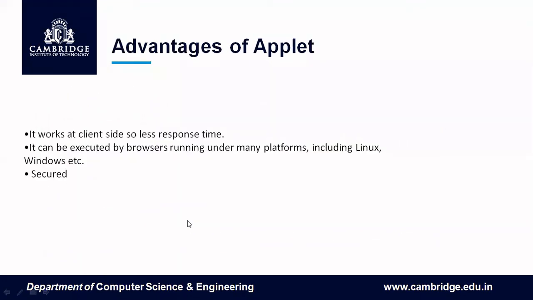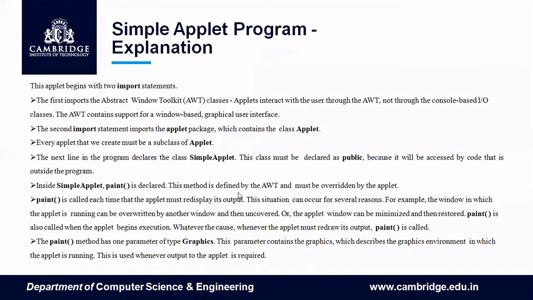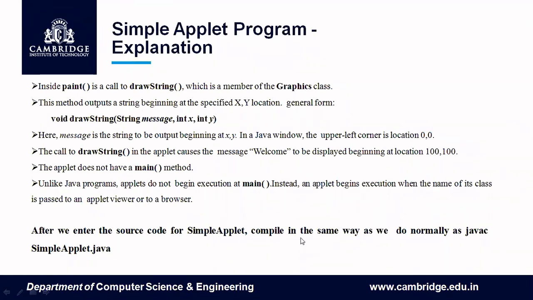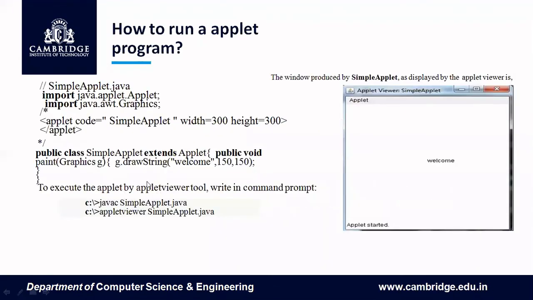We have seen the advantages and disadvantages. This is a simple applet program. After we enter the source code, just compile it in the same way as we normally do. But to execute, we have two methods: executing the applet within a Java compatible web browser, or applet viewer. We are not going to use the first method because it is completely outdated. We'll be using the second method. Within the Java program, you have to embed the applet code in comments. This comment can be put anywhere. When you compile this and run it with the help of appletviewer SimpleApplet.java, you will get this as the output.